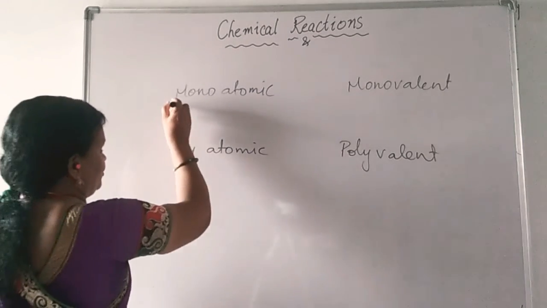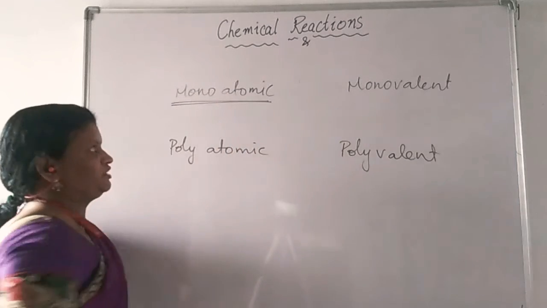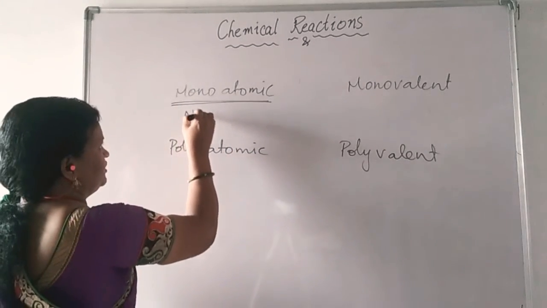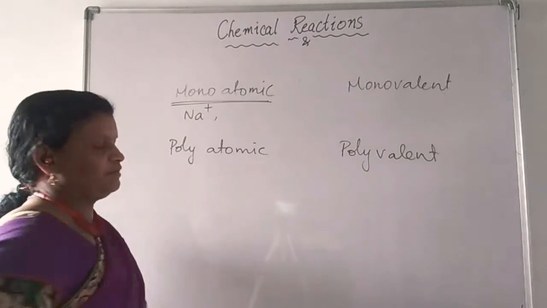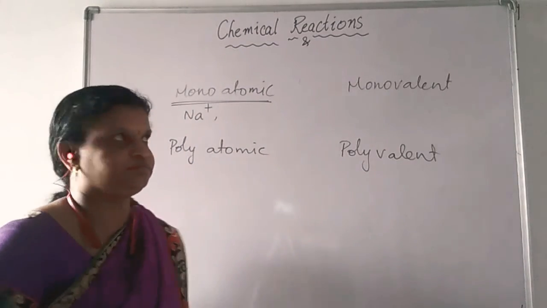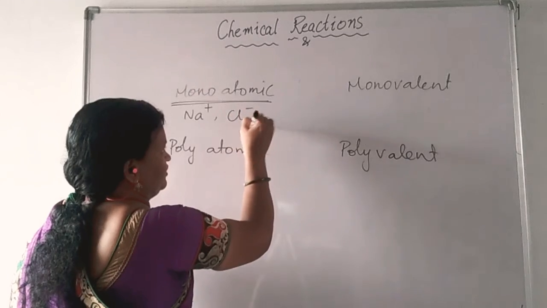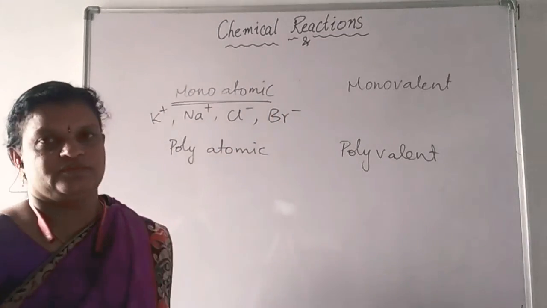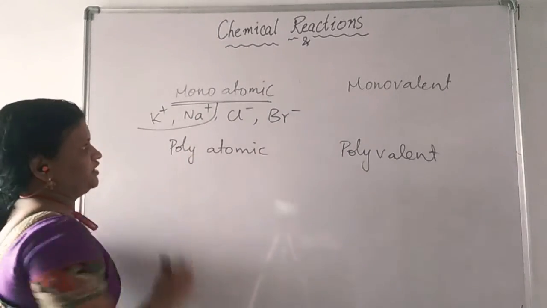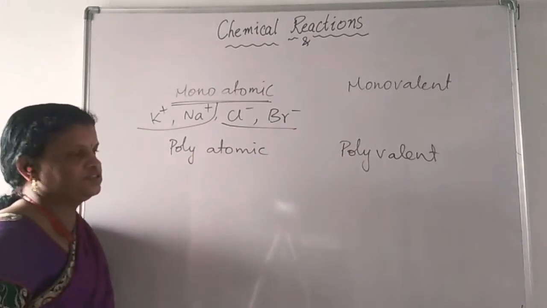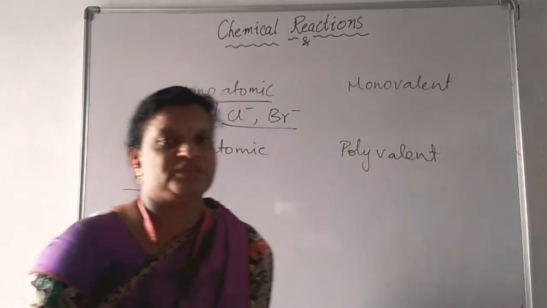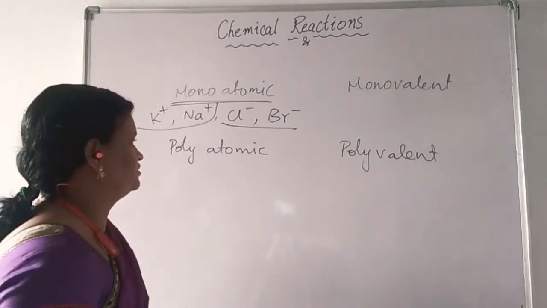So, coming to monoatomic ions, most of us know already what they are and what the examples are. Now I am taking here Na+, the very familiar example, sodium ion, chloride ion, bromide ion, potassium ion. In this, these two you know already are cations, and these are anions. Whichever carry the negative charge can be called anions, and which carry positive charge can be called cations.